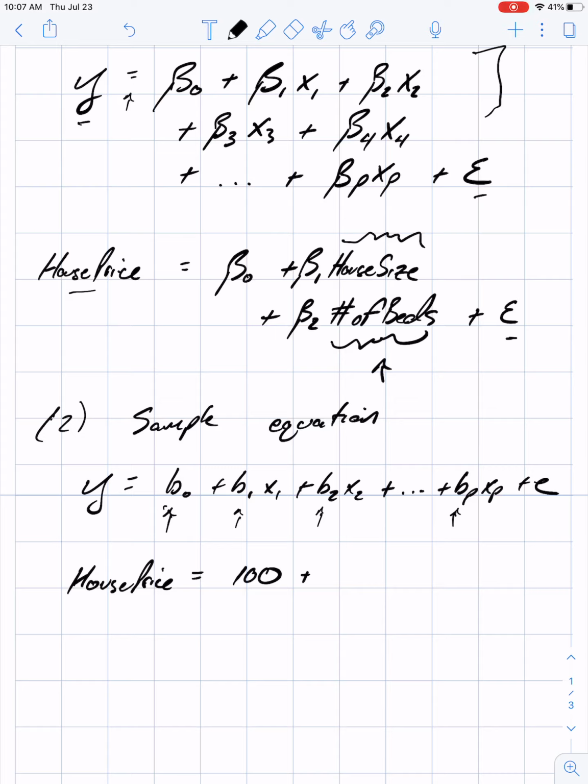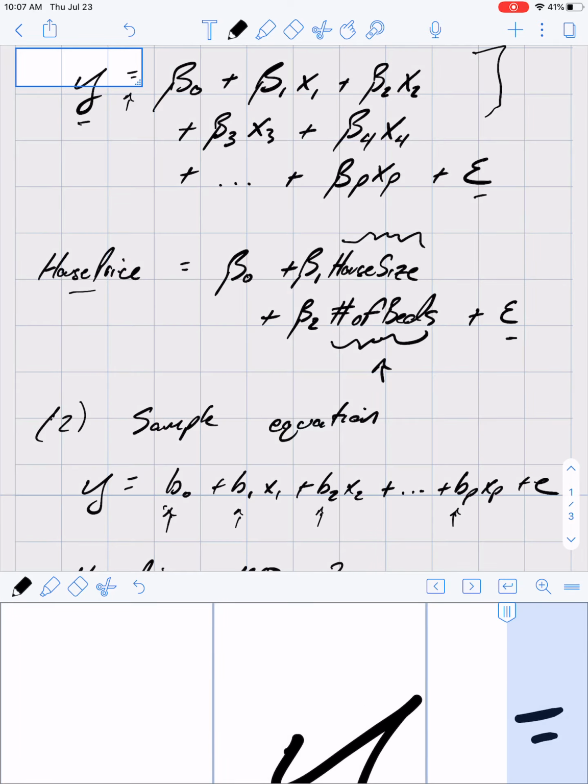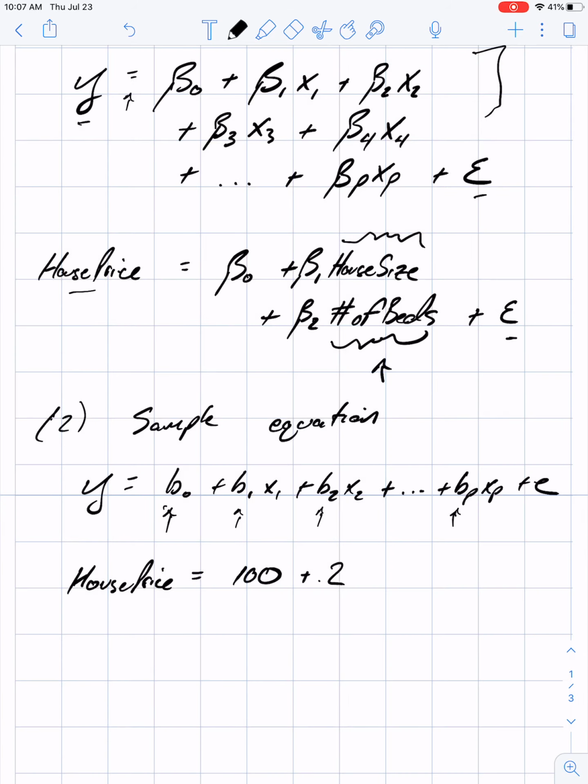And then let's say we get plus $200 a square foot, maybe. That would be 0.2, because 0.2 times $1,000 is $200. So I'm just making these up, obviously. But these are something we could get if we went and got data and ran this regression in Excel, right? Now, this is what's going to happen that's going to be crazy about multiple regression. That might seem confusing at first.